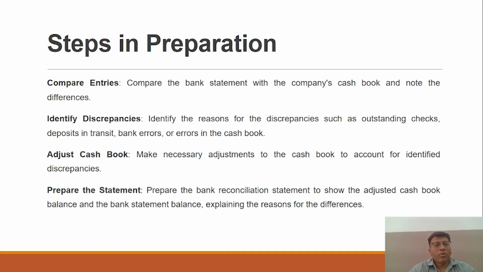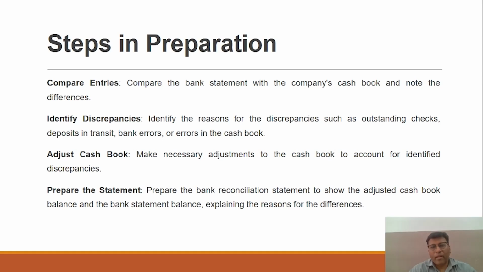Next, identify discrepancies. If some discrepancies are found in any book, definitely you would like to know what the cause and the reason behind it is. So in order to locate the reasons for the discrepancies, such as outstanding checks, deposit in transit, bank errors, or errors in the cash book.